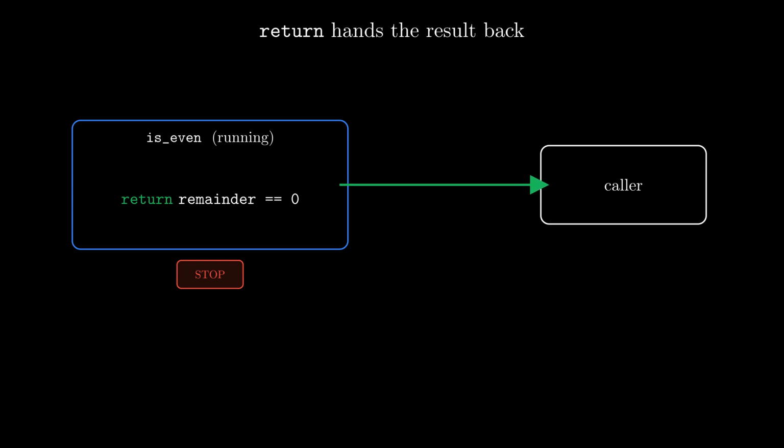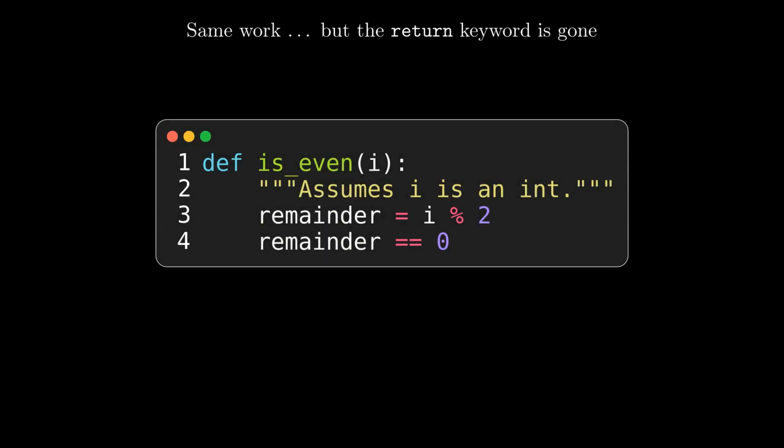A function always returns something. Here isEven returns either True or False, a boolean. But a function can return an integer, a float, a string, any type you like. Return is simply how a function hands its result back to the outside world. Now here is isEven again with one change. The return keyword is gone.